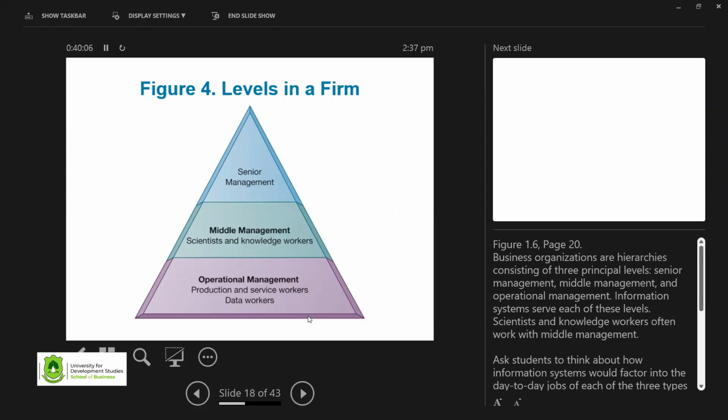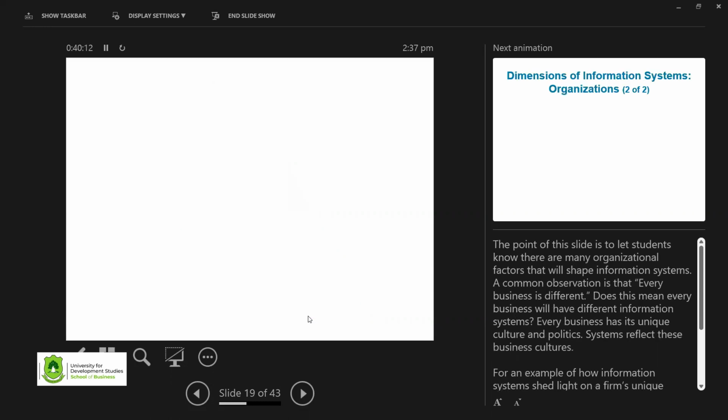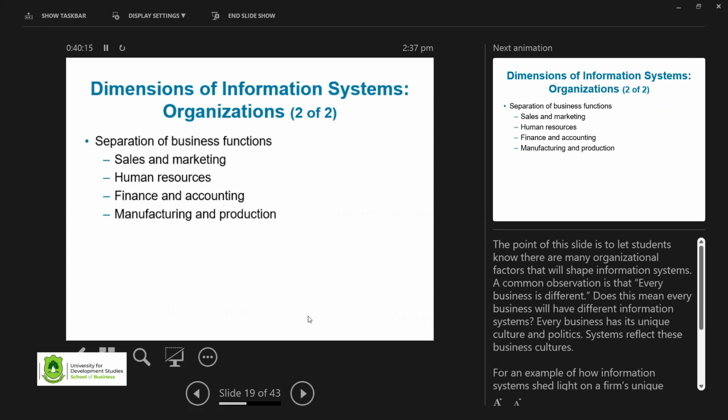So the cashier will be here. Those sitting at the back, the supervisors will be here, and then we'll have senior management. All of them having different information system needs.